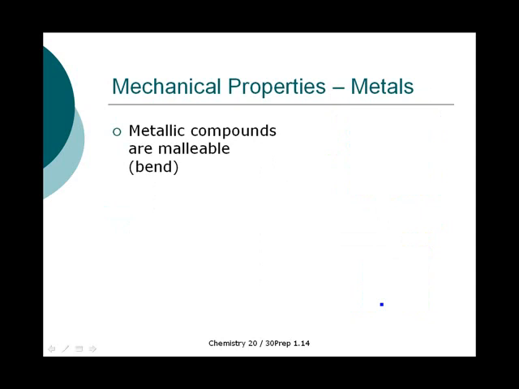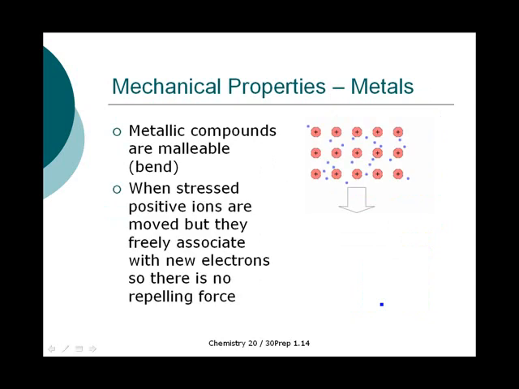When we look at metals, metals tend to be malleable, and so when you stress them, they don't break. Instead, they bend. And the reason they bend is because when you stress them, those free-flowing electrons simply associate with new positively charged spheres, new positively charged cations. And so what you have is just a free flow of electrons keeping things together. The attractive forces are never broken, they just shift.